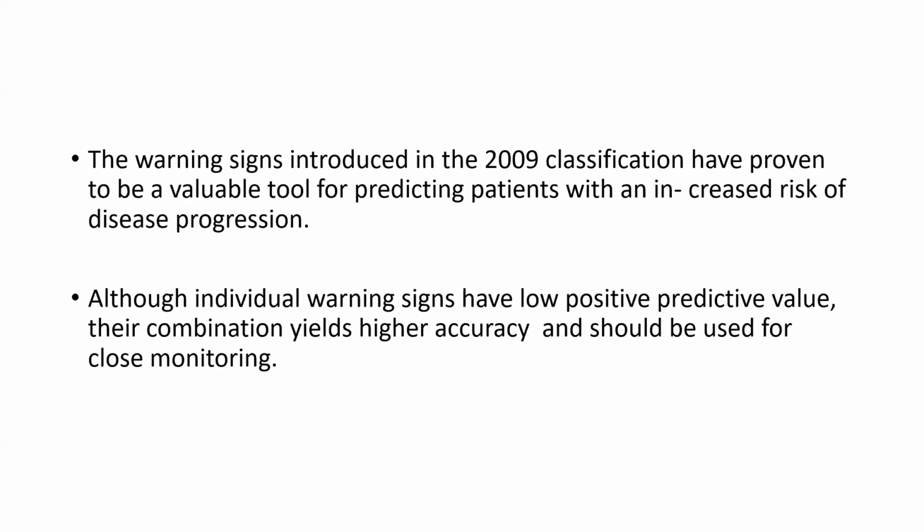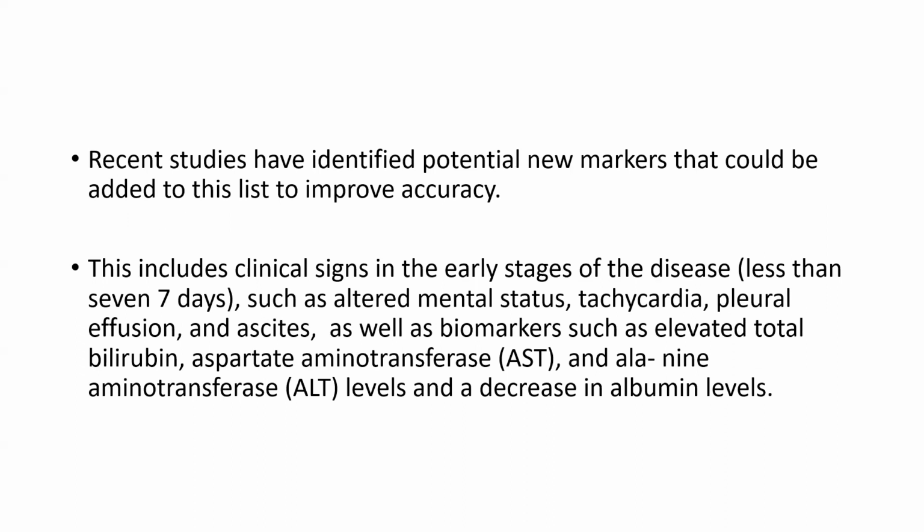Warning signs introduced in the 2009 classification have proved to be a valuable tool for predicting patients with increased risk of disease progression. Although individual warning signs have low positive predictive value, their combination yields high accuracy and should be used for close monitoring. Recent studies have identified potential markers that could be added to this list to improve accuracy.